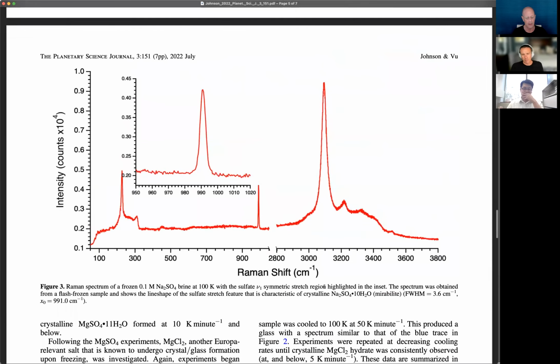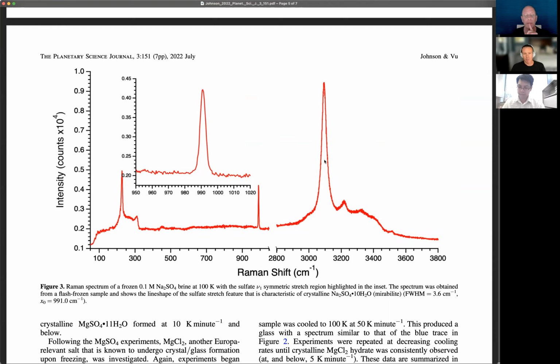This is where we're changing to a different salt. We're using sodium sulfate. The spectrum we see here is a 0.1 molar concentration of sodium sulfate that we froze at 100 K. As you see on the inset, what's nice about it is the sulfate, so we have this characteristic peak at around 990. What we see here is the crystalline form, the nice sharp peak centered around 990, and this was from a flash frozen sample.